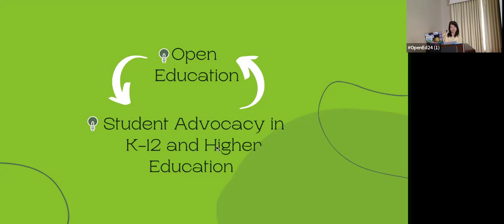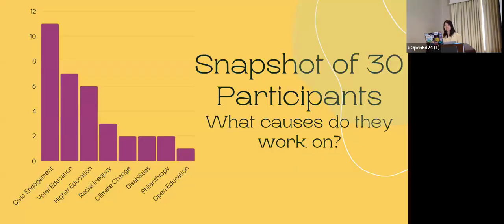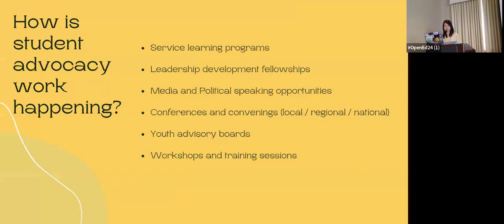This shows a snapshot of 30 participants that I spoke with. They work on so many different causes, from civic engagement, voter education, higher education, racial inequity, climate change, disabilities, and open education. There were a couple of nonprofits that I classified as philanthropy, meaning they provide funds, more like small grants, to other student advocacy nonprofits to do the work that they do. So a lot is happening in student advocacy now.